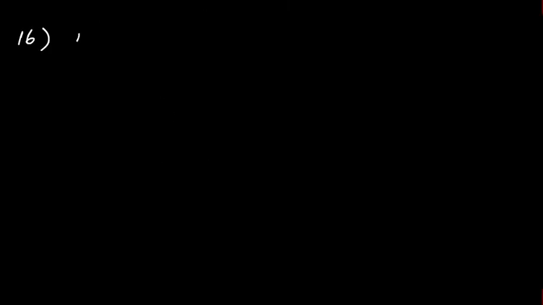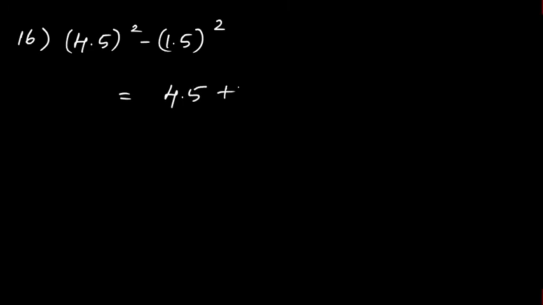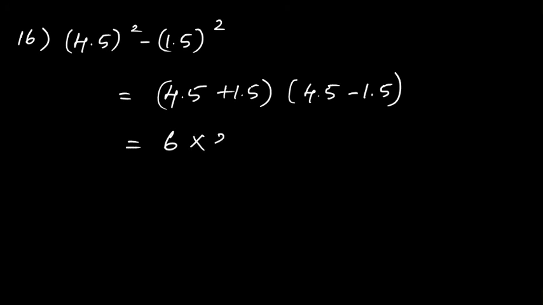16th question, evaluate 4.5 the whole square minus 1.5 the whole square. So expand it using the formula, 4.5 plus 1.5 into 4.5 minus 1.5. When we add 4.5 plus 1.5, we'll get 6. Similarly when you subtract, you will get 3. So 6 multiplied by 3 will get 18.